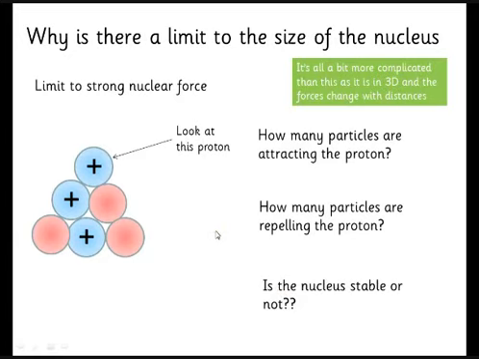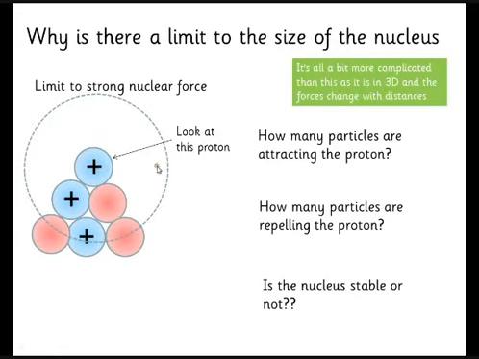Okay, we can have a look at those two facts, and that will give us an idea as to why there's a limit to how big the nucleus can be. Right, this is a simplification. Obviously the nucleus isn't a 2D structure, it's a 3D shape, and also the forces change a lot with distance, but you might be able to just see the basics. So this little dotted line around here is a rough idea of the limit of how far the strong nuclear force acts.